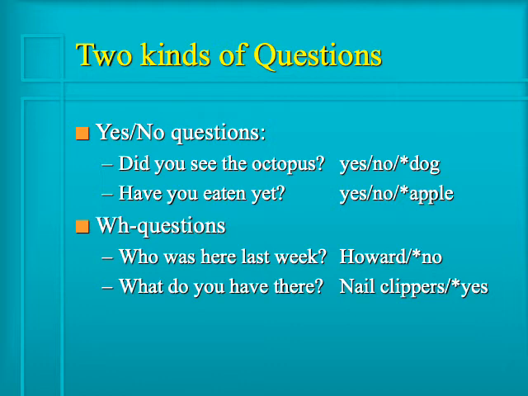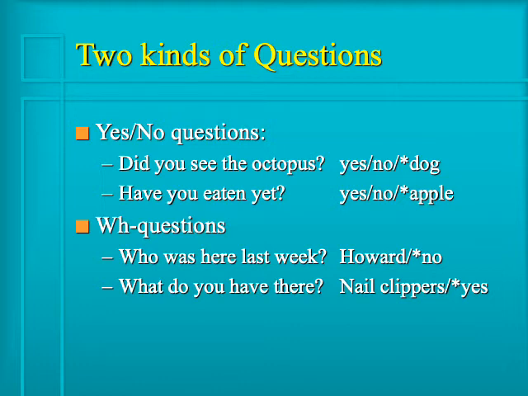So let me first take a look at basic questions. In English, there are two kinds of questions. The first one is so-called yes/no questions, and you can either say yes or no as an answer. So did you see the octopus? Yes, no. But you never say dog as an answer. Or have you eaten yet? You say yes, I have, or no, I haven't. But you never say apple as an answer.